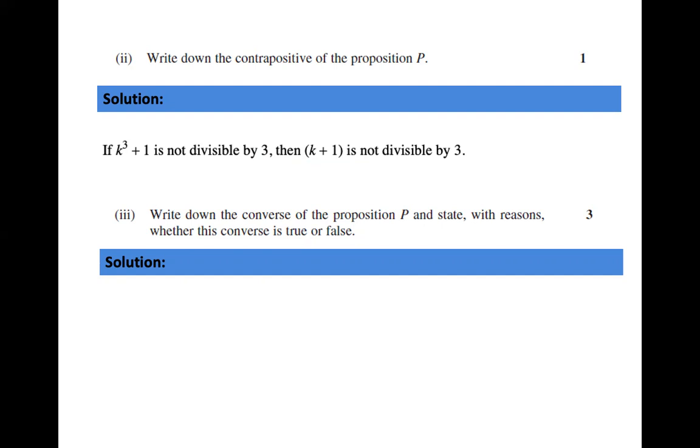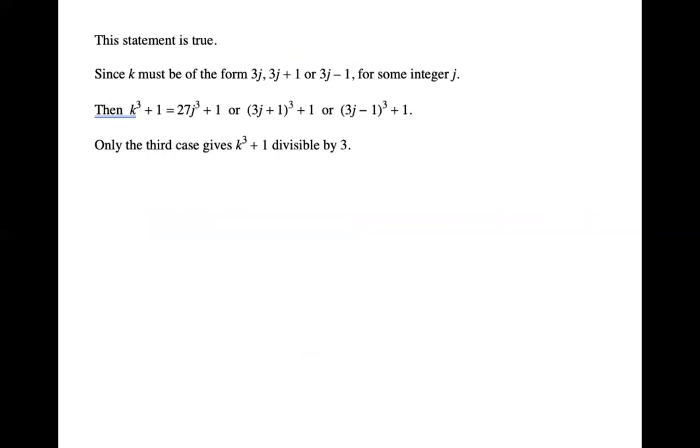For part 3, write down the converse of the proposition and state with reasons whether this converse is true or false. I guess the most problematic part of this question. The proposition of P, not the proposition of the contrapositive. So in essence, some students went back to the part 2 and found the converse of part 2 mistakenly. But what we're after is that the converse is of the proposition P. If k cubed plus 1 is divisible by 3, then k plus 1 is divisible by 3 as well. So this statement is true, and we need to support it with some evidence.